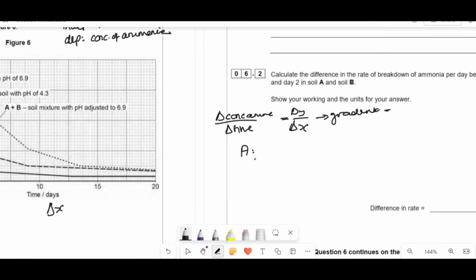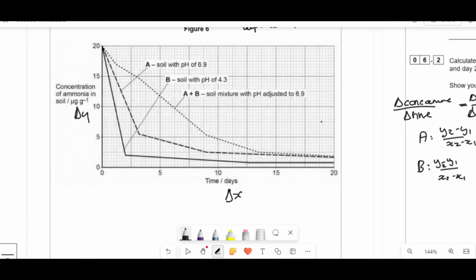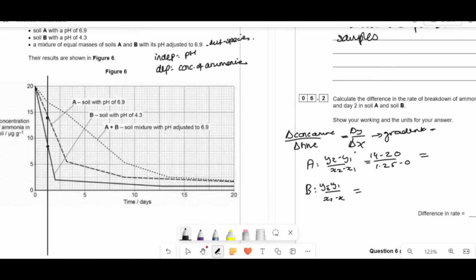So we're going to work out the gradient for A, and for B we're going to work out the gradient too. The gradient is Y2 minus Y1 over X2 minus X1, and the same for B as well. We're doing it from day 0 to 2, so look for where day 0 to 2 is. If I read this graph here, I've skipped ahead a little bit. We've got that one there, that's for our A. This is for our B. For our A, my Y2 here was 14, and then the original was 20. So it's going to be 14 minus 20 over the time frame in which I did it, which is 1.25. I chose this because anything before 2 works, since the line is consistent, the gradient is consistent. Then for B, it's going to be this point here, which is 8.5 minus 20 over the same time frame, 1.25 minus 0.